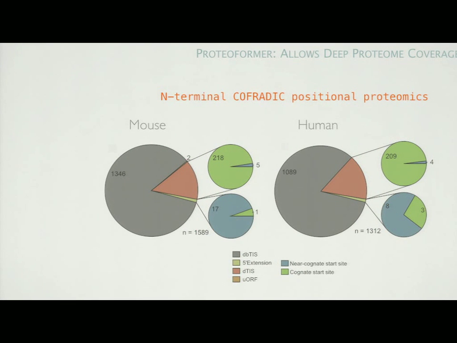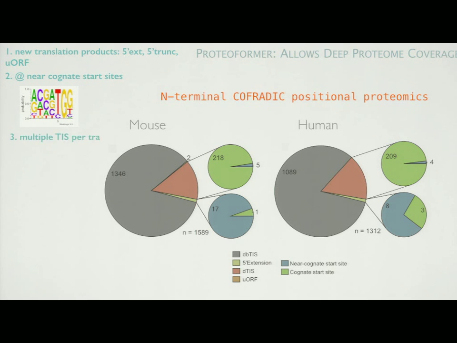This is the overview result set of N-terminal COFRADIC. In gray, again, is what is annotated in databases, so start sites that we all know. And then the other sections, the red and the yellow: red would give you N-terminal truncated protein forms, and yellow would give you N-terminal extended protein forms. And the smaller pies give you an idea of stuff that starts either at cognate start sites or at near cognate start sites. So basically, with ribosomal information, you can also pinpoint locations where translation starts at near cognate start sites.